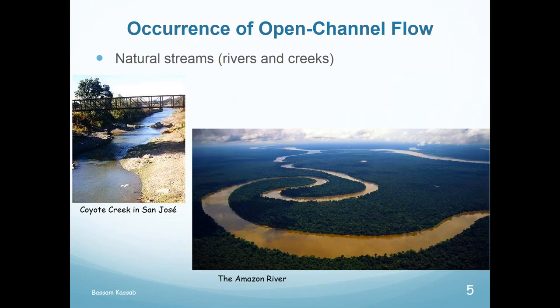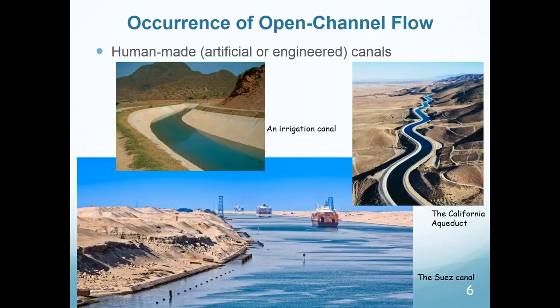Those are examples of natural streams. On the left side, you see a small creek here. We have it in San Jose, it's called Carrot Creek. And that's pretty small compared to the Amazon River on the right side. That's the river in the world with the highest discharge, highest flow. It's the Amazon River in South America. So those are open channels. It could be a small creek, it could be a very large river.